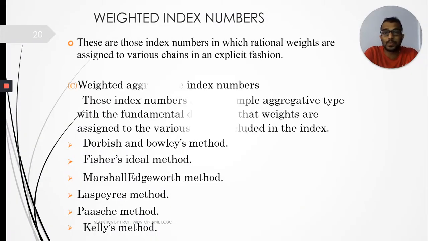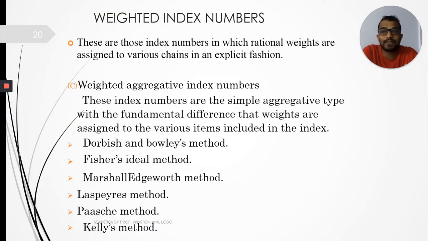Students, this is where we ended up in the last video. Weighted index numbers are those index numbers where some weight is assigned to every formula. And what were the different types we saw? Dorbish-Bowley, Fisher's ideal, Marshall-Edgeworth, Laspeyres, Paasche's, and Kelly's.